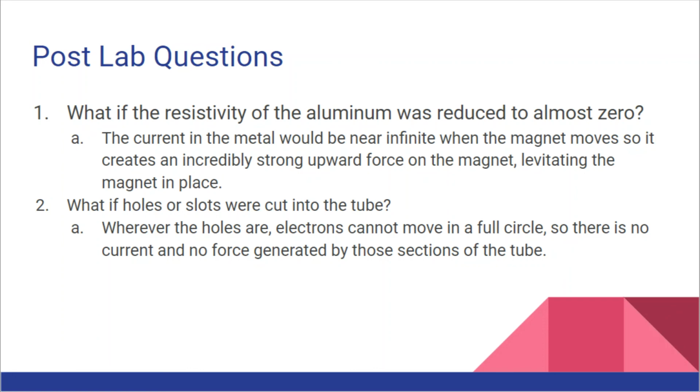And if we had holes or slots cut into the tube, then wherever those slots are, there is not a full circuit around the circumference of the tube, so there's no current and thus no magnetic field, and the magnet would fall faster through those sections.